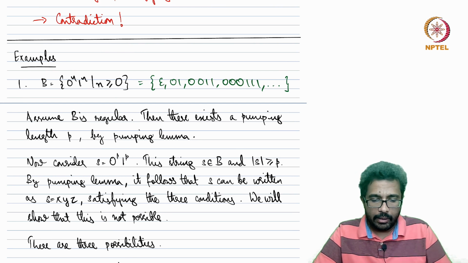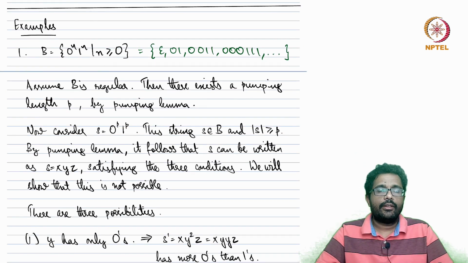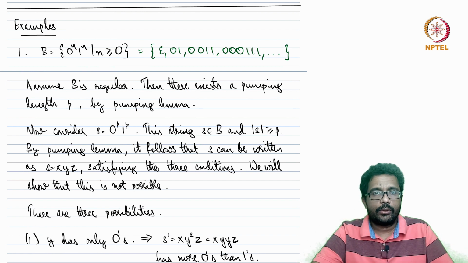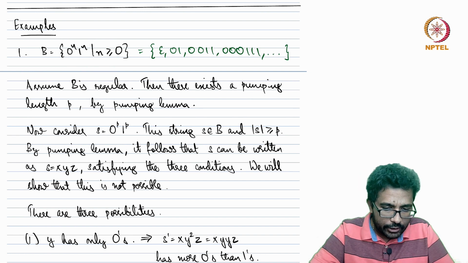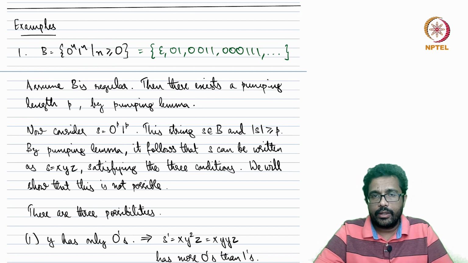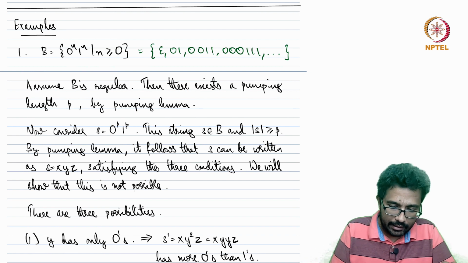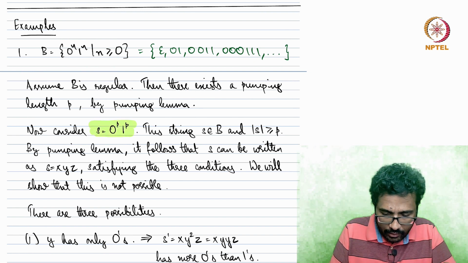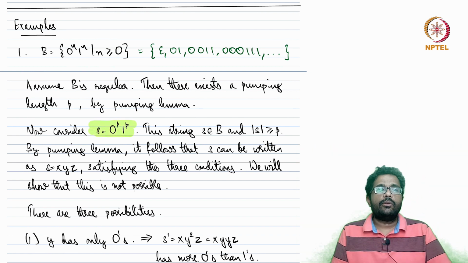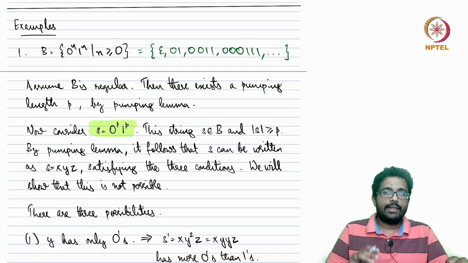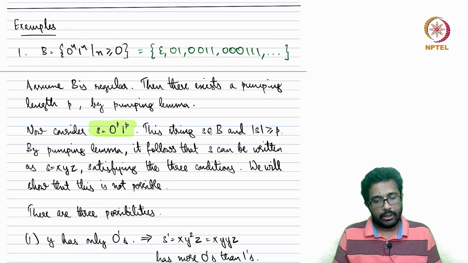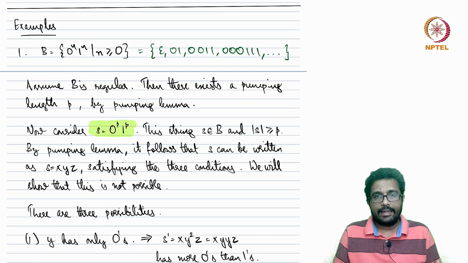So, we go by what we said already. We first assume that this language is regular. Now, there is a pumping length p. So, now let us choose a string that is in the language and is of length at least the pumping length. So, here I am going to choose 0 power p 1 power p, which is basically p zeros followed by p ones. So, this is clearly in the language.